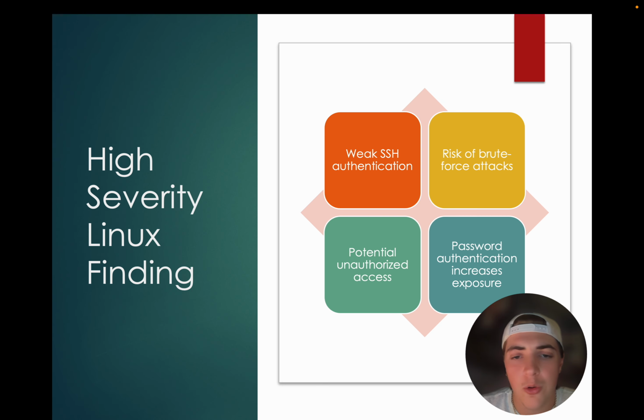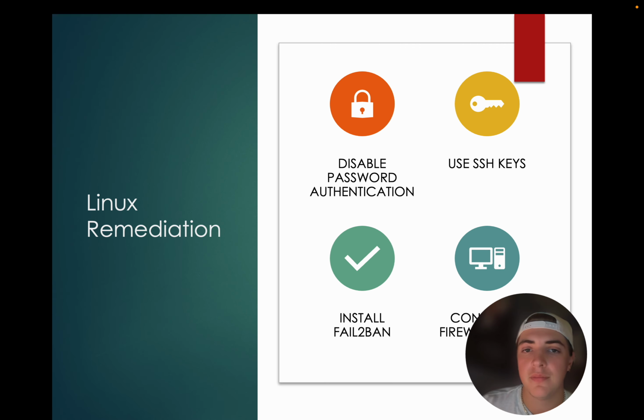It was at risk for brute force attacks, so people could just keep trying and trying and trying. That allowed for potential unauthorized access, and then password authentication was increasing exposure, which should never happen. So how do we fix this? We disable password authentication. We use SSH keys. We install fail2ban, and we configure firewall rules. That's a good way to fix it.